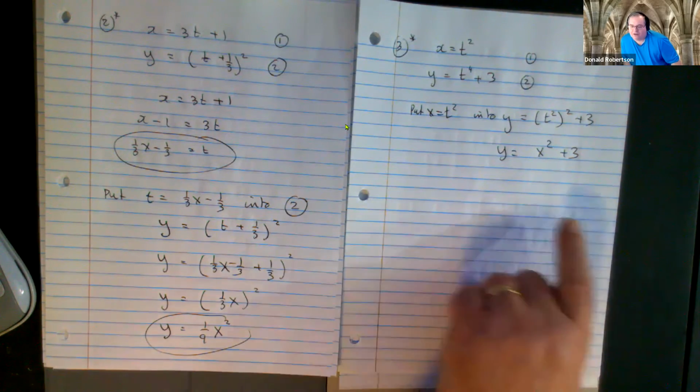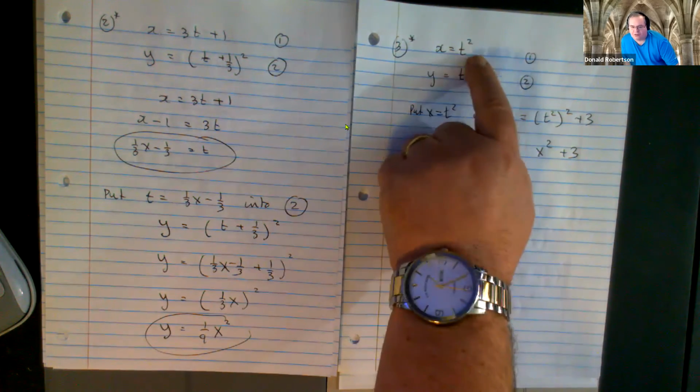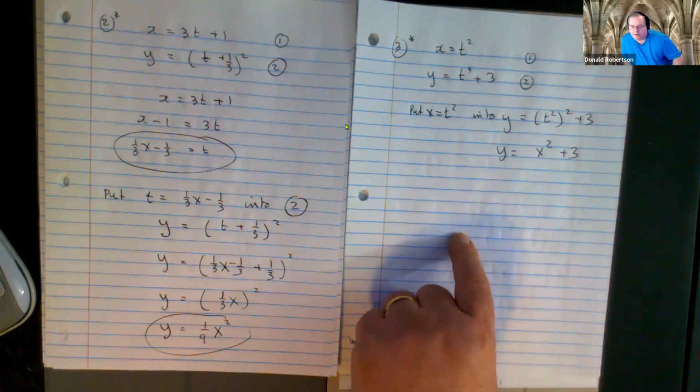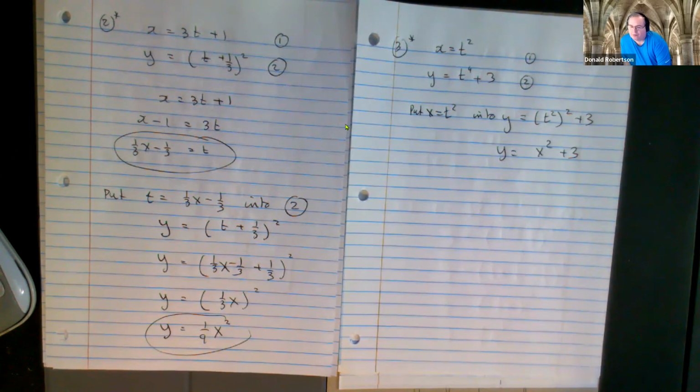Now, if you don't like that shortcut, just call that t equals the square root of x. You know, 3 or 4 lines later, you'll get the same answer. So it's not a biggie.